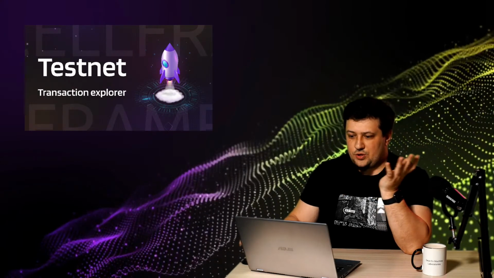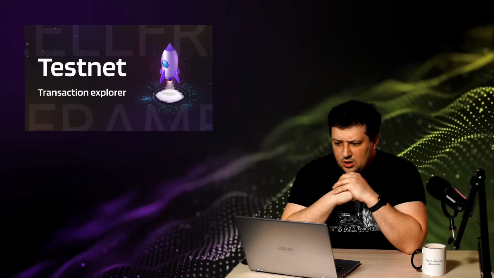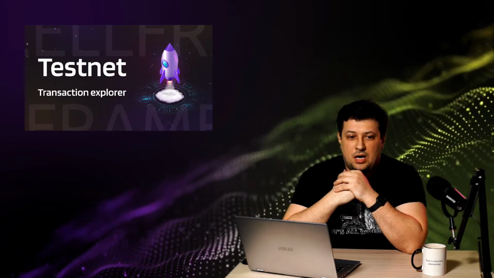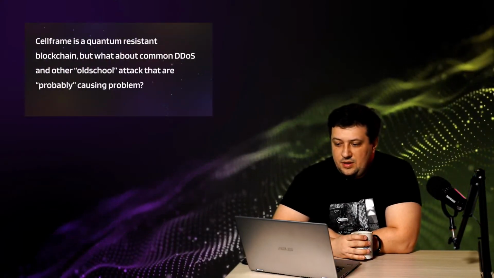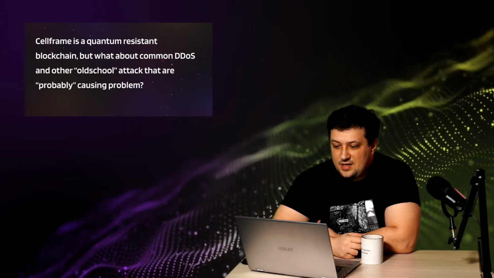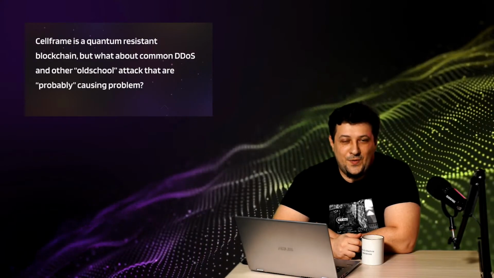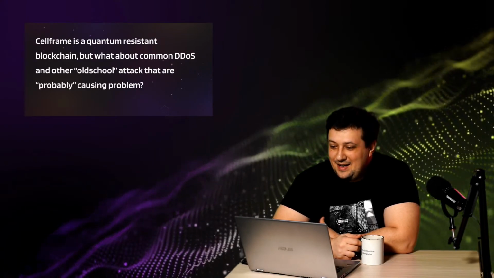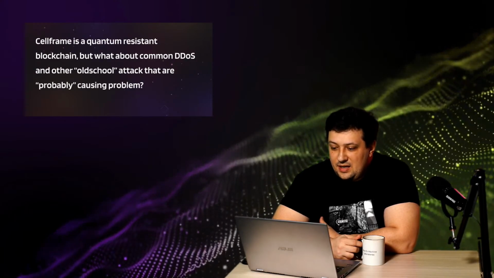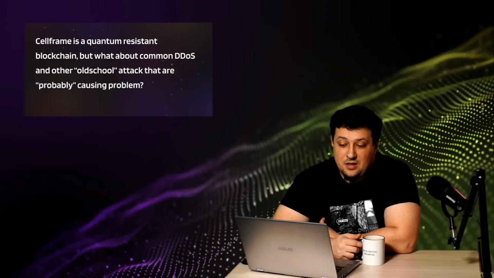And now let's switch to our next chapter. That's about the questions that you sent us before this AMA. Let's start from your first question. Selframe is a quantum-resistant blockchain. But what about common DDoS and other old-school attacks that are probably causing problems to chains like Solana? Could they be a threat to Selframe? Thanks.